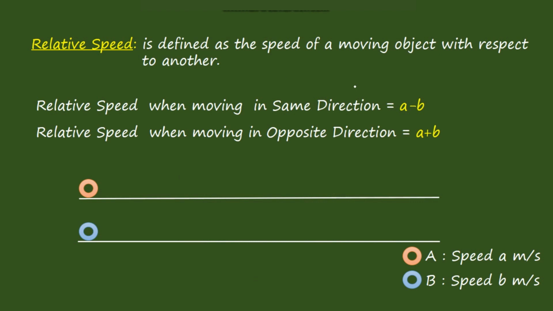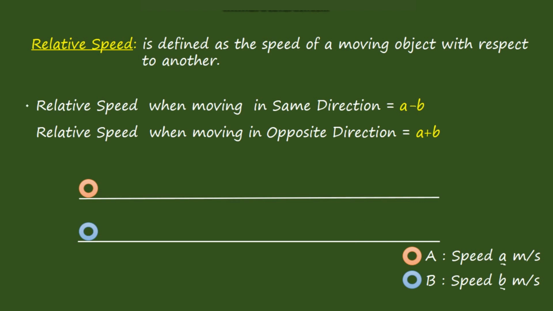What is meant by relative speed? It is defined as the speed of a moving object with respect to the other. If one object is moving with respect to the other, then there will be something known as relative speed. Now consider two objects A and B. A is moving with a speed of A meters per second, B is moving with B meters per second. Now they are moving in a straight line.